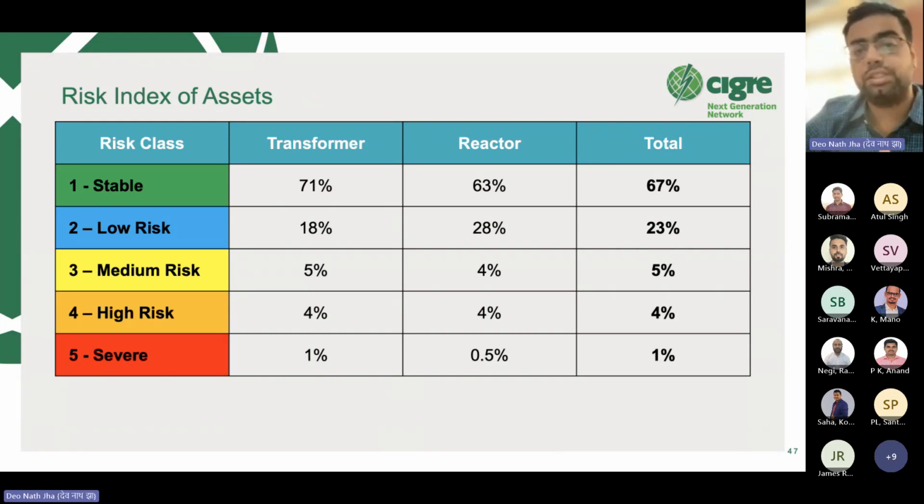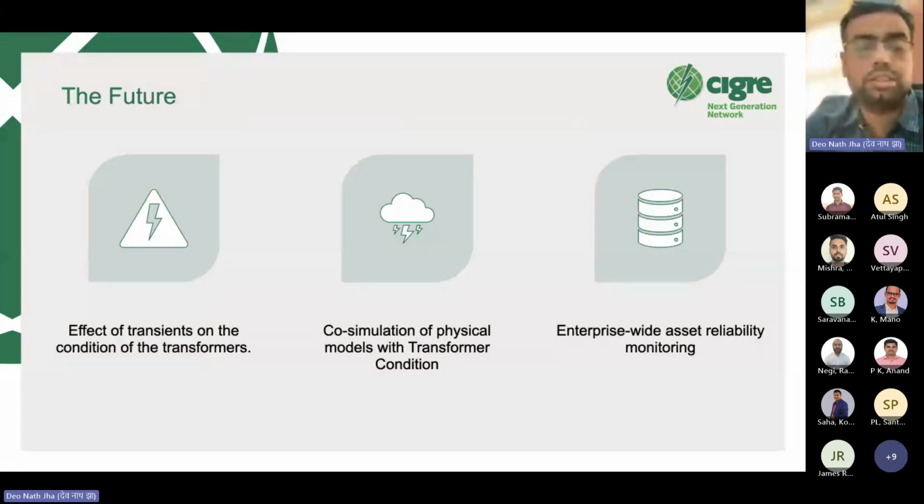So this is not yet a digital twin, but an assessment platform which, when correlated with the thermal model and the mechanical model, will formulate a complete digital twin. So the future scope is to correlate it with the effect of transients on the condition of transformers, like during switching, what is the transient observed by the transformer, the duration of the transients, along with simulating the physical models with the actual transformer condition, and then applying those for enterprise-wide asset reliability monitoring. So this was the application part of the digital twin.